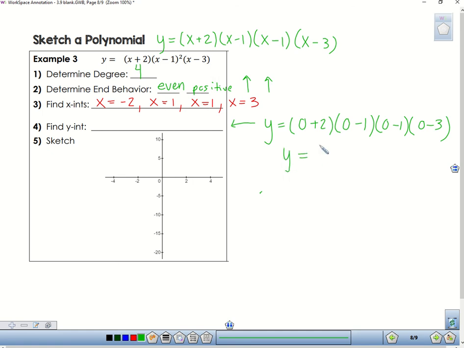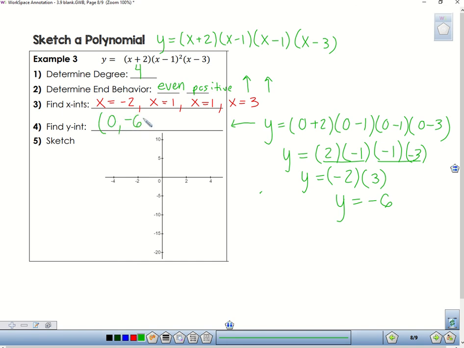So this would give me y equals 2 times negative 1 times negative 1 times negative 3, which would be negative 2, I just multiplied these two, times positive 3, which is negative 6. So my y-intercept is 0, negative 6. Every function has exactly one y-intercept.